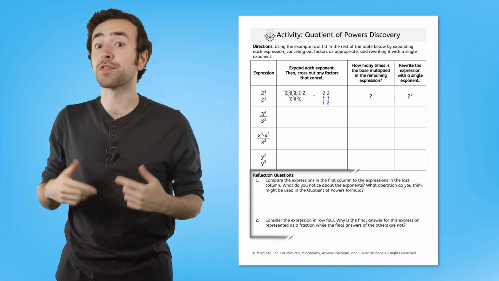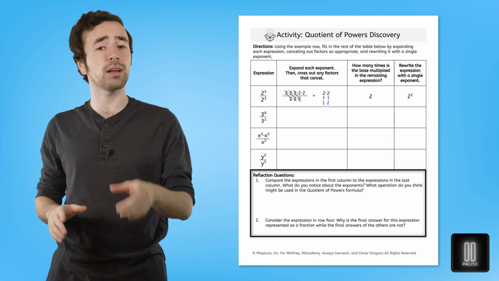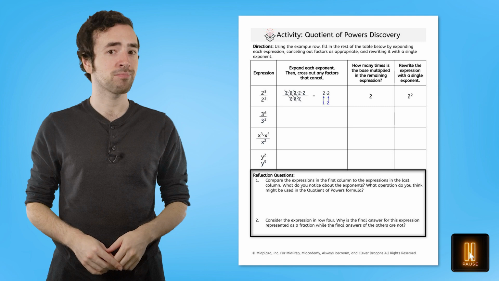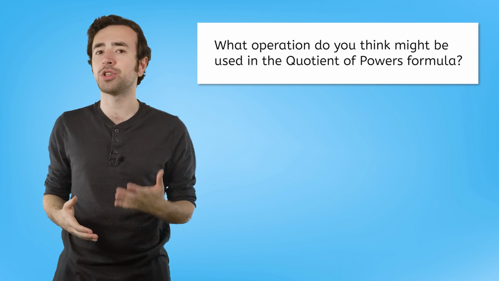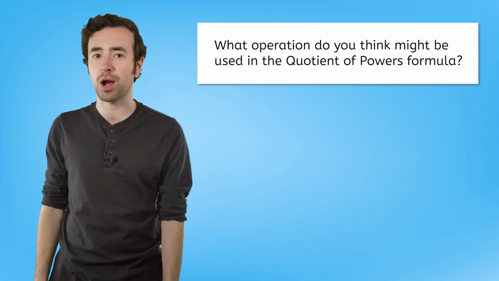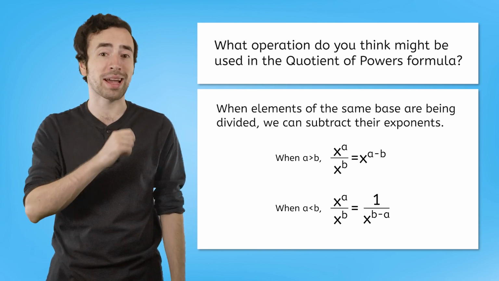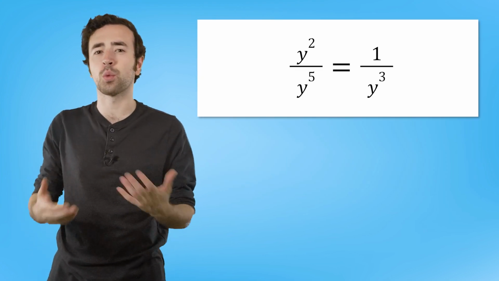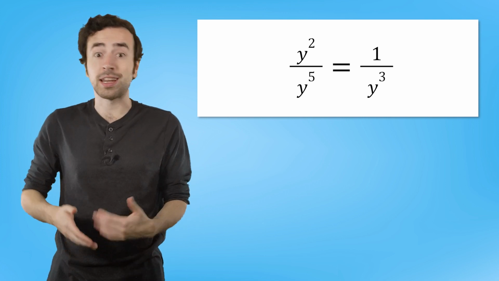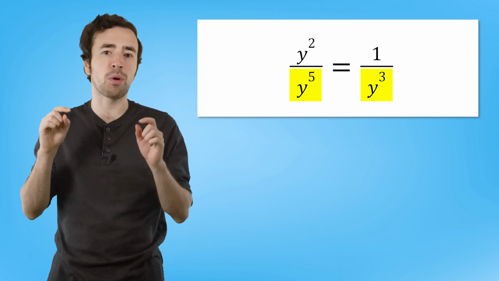Yeah, level 2 complete. Now is the perfect time to revisit those reflection questions on the quotient of powers discovery activity. Pause here to review your thoughts and add information as needed. The first question asked which operation you thought would be used in the quotient of powers property. And now we know that when elements of the same base are being divided, we can subtract their exponents. The second question asked why the simplified version of y squared over y to the 5th ended up as a fraction. Now we know that because the exponent in the denominator was larger, the final element will remain in the denominator.